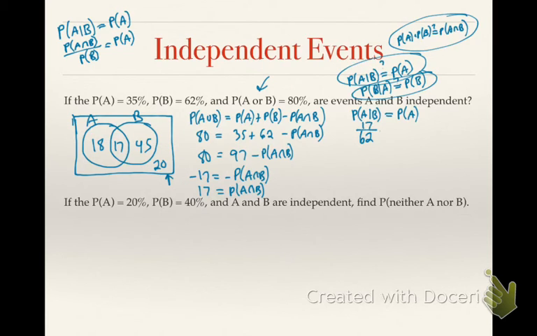So 17 over 62. The question is, is that equal to the probability of A? The probability of A is 35%, so it's 35 over 100. And if you find the decimal approximations, you get about 0.72, but you can see that's not equal to 0.35, so they are not independent.